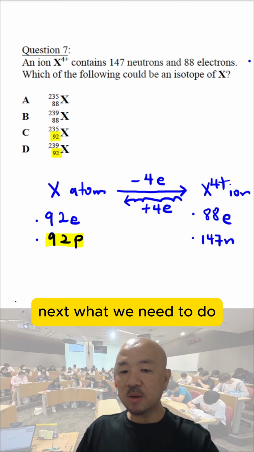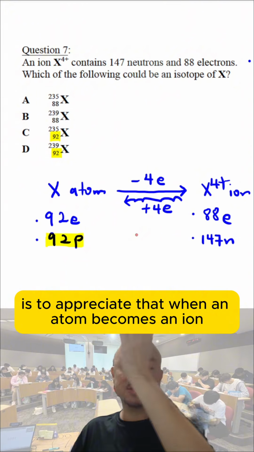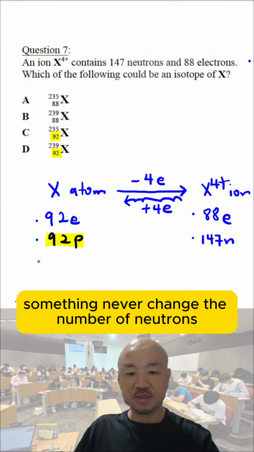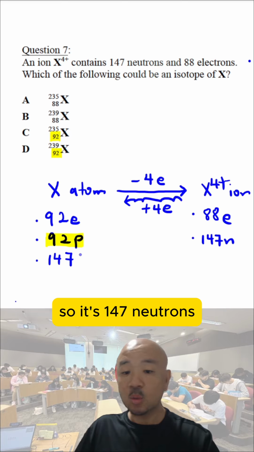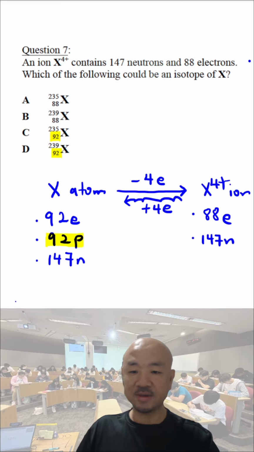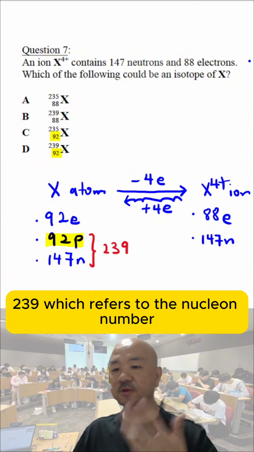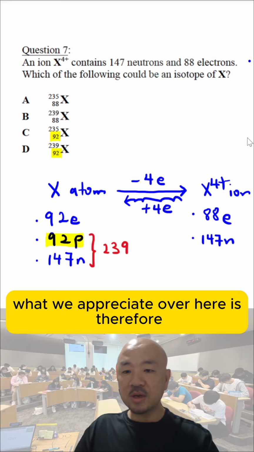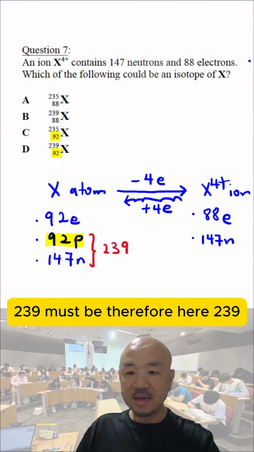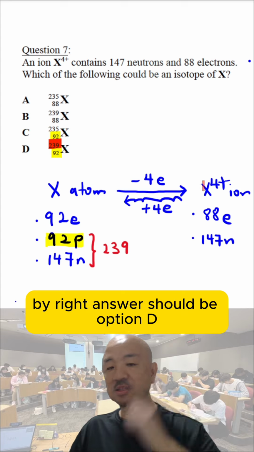Next, what we need to appreciate is that when an atom becomes an ion, something never changes: the number of neutrons, which is inside the nucleus. All right, so it's 147 neutrons. When you add them together, that will give you 239, which refers to the nucleon number. So 239 must be placed here. All right, by right the answer should be option D.